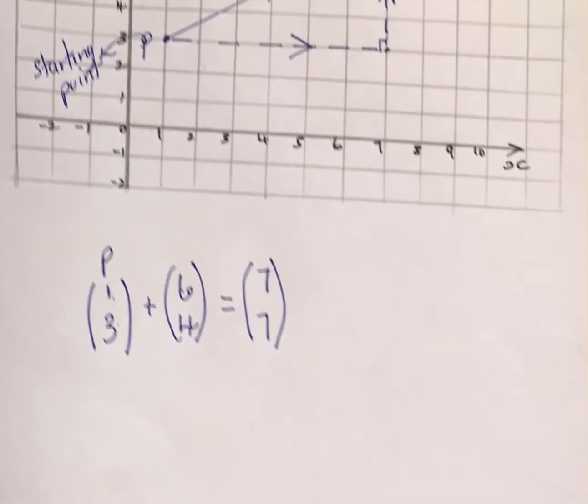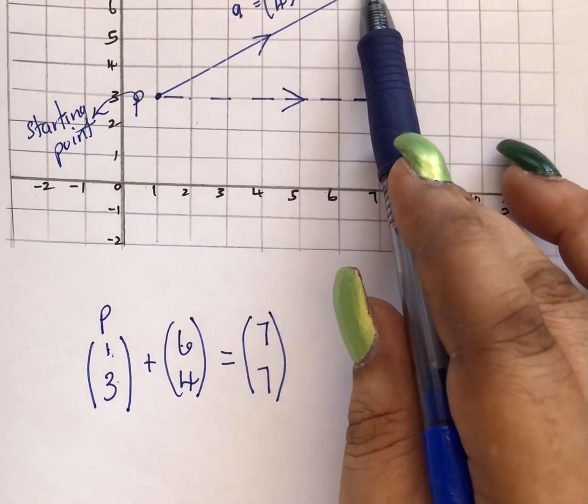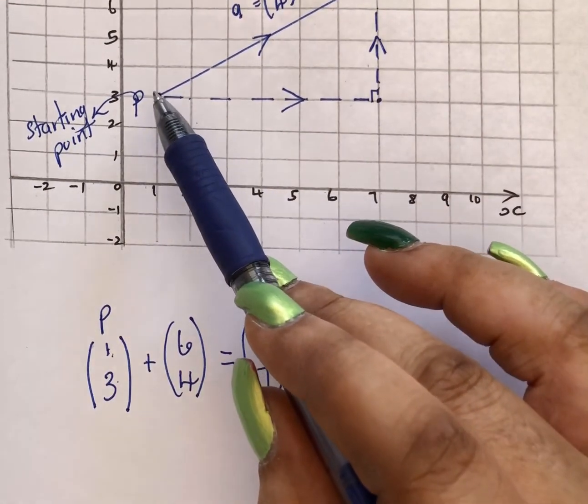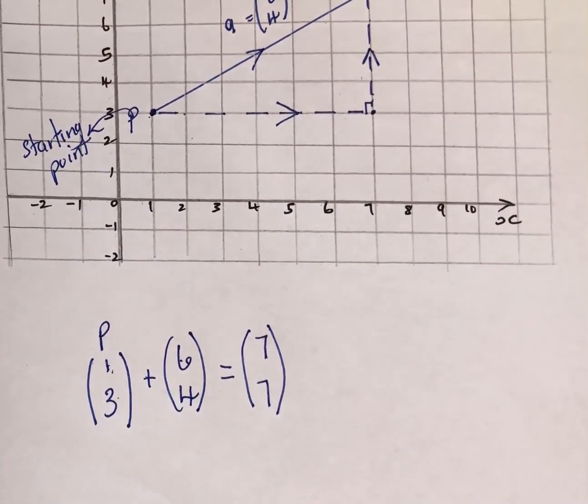So we use broken lines for our steps. But to identify our starting from our ending point, we use the block line.